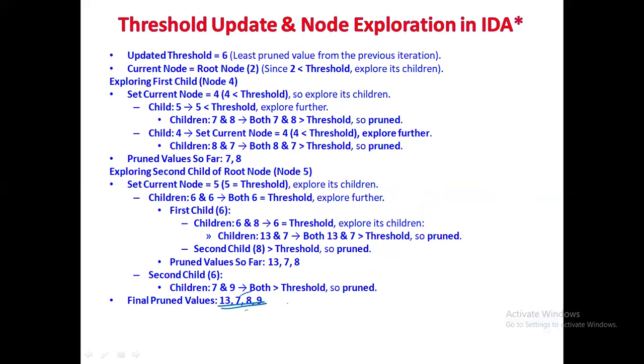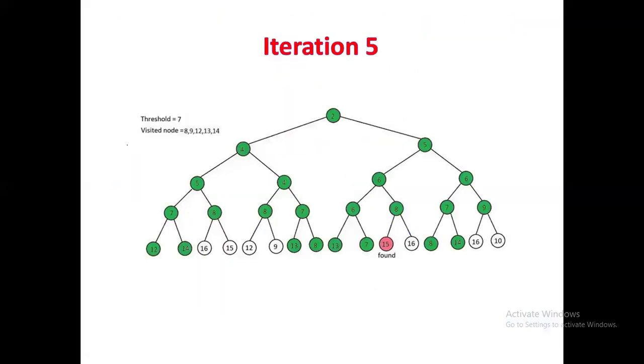Among these four values, which one has the least value? The 7. So we have to select it by the end of this iteration. What I have said, the final pruned values are 13, 7, 8 and 9. These nodes are discarded and the algorithm proceeds to the next iteration with an updated threshold. What is the updated threshold? 7. So here we are writing that in iteration 5, the updated threshold is 7.